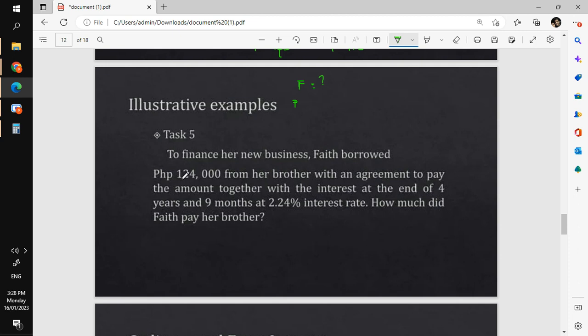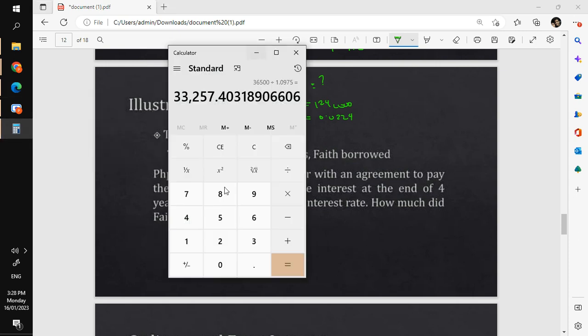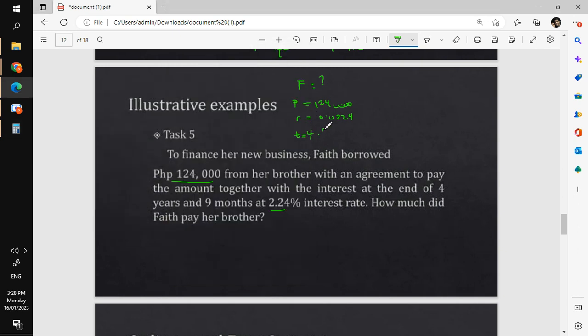The principal amount is 124,000 pesos. The rate of interest is 2.24% or 0.0224. We have in here the time, that's 4 years and 9 months. So you have here 4 years, plus 9 months divided by 12, that gives us 4.75 years. So the formula for the future value is simply taken by adding the principal amount and the interest.